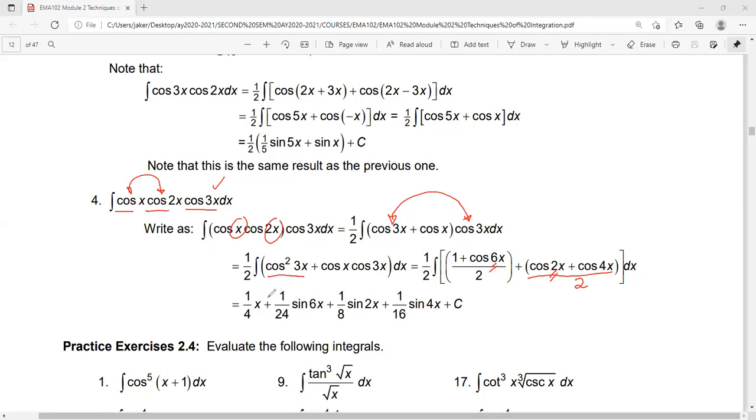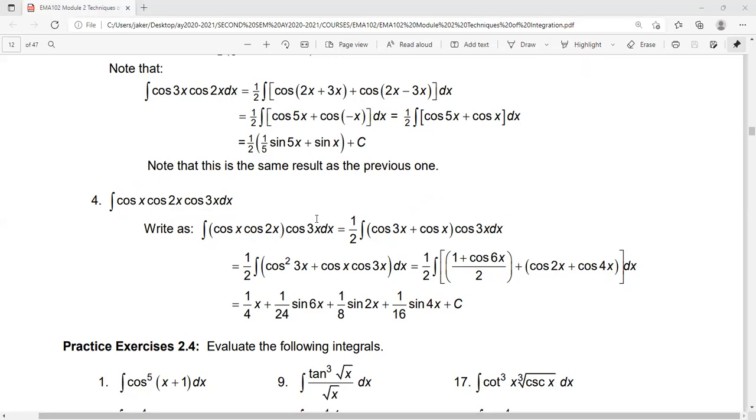You have any questions here? Any questions? None? So this covers everything about trigonometric transformation.